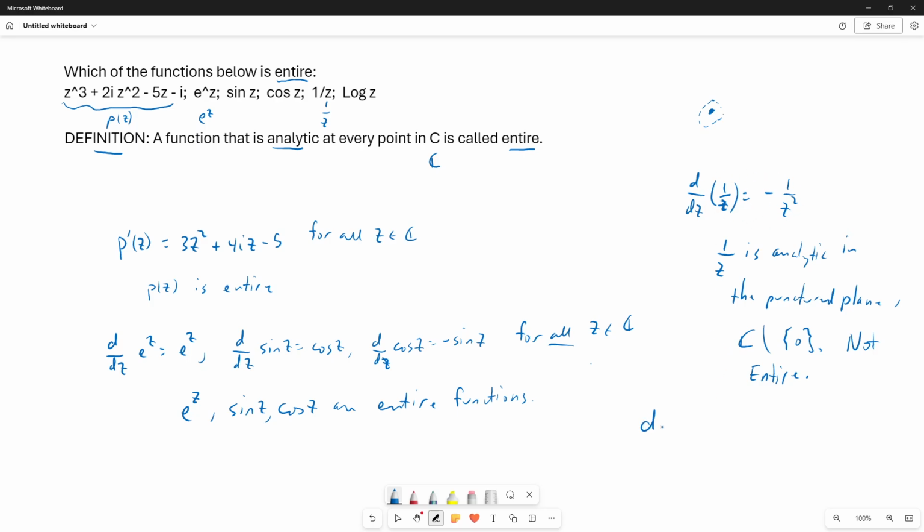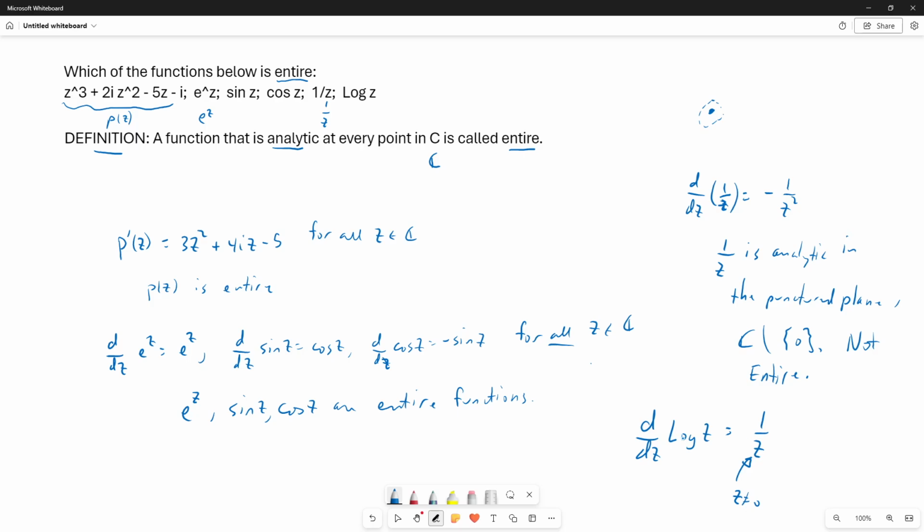And also log z has a derivative. The principal branch of the logarithm, the derivative is 1 over z, and that derivative does not exist at z equals 0. And so this function is also not entire.